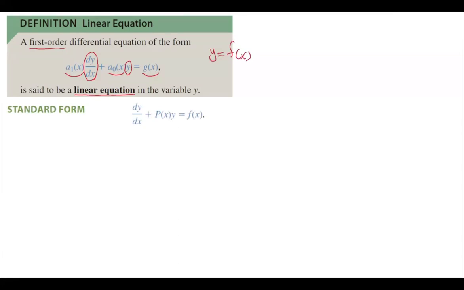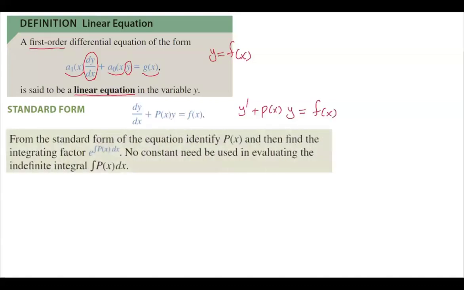Divide everything by a sub 1 of x, you get y prime plus p of x times y equals f of x. Then we need to find something that we call the integrating factor. The integrating factor is exponential e to the integral of p of x dx. The p of x is the quantity next to your y.